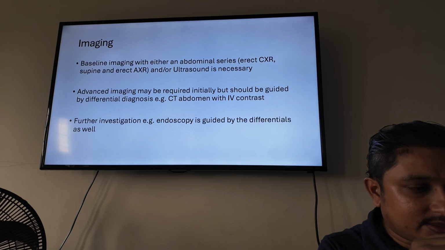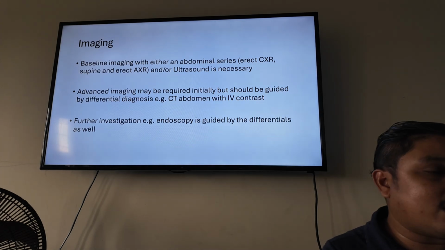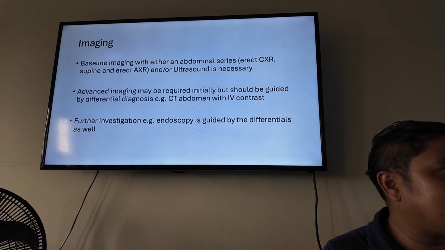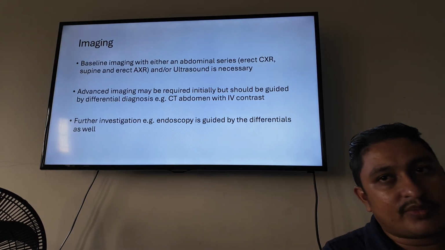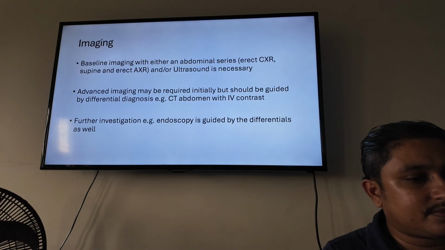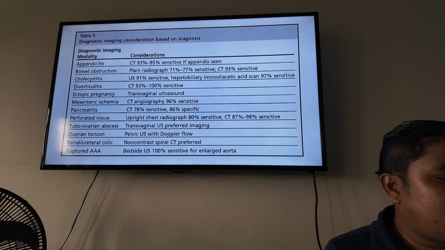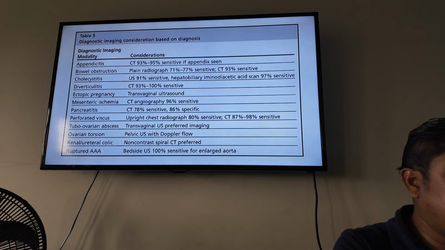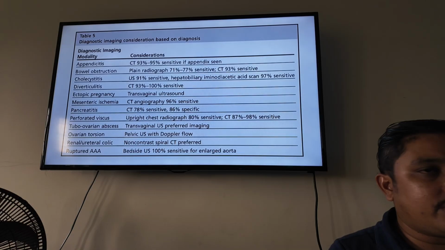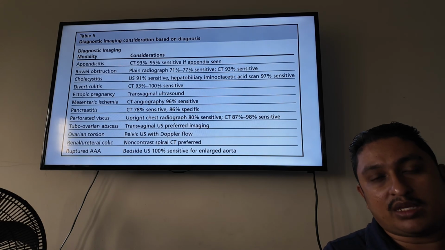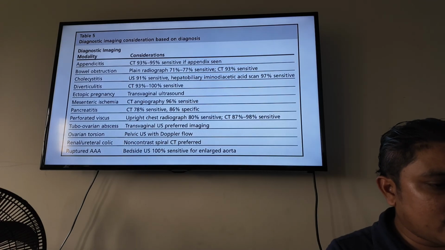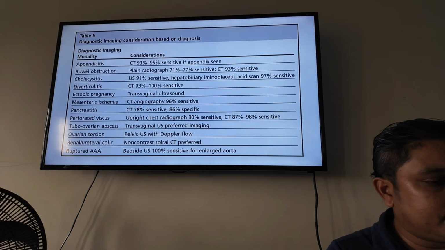Of course, there are other investigations that you may order. A patient with peptic ulcer disease or a patient with diverticular disease may require a scope at some point or the other, right? Here's a table that has diagnostic imaging considerations based on diagnosis. You can see the sensitivity and specificity. By no means is it an exhaustive table, but it can be helpful, right?